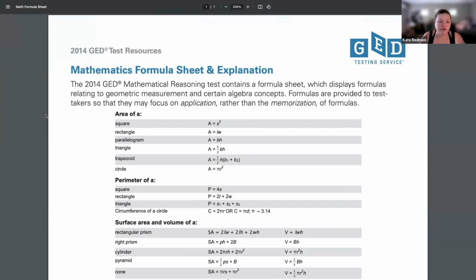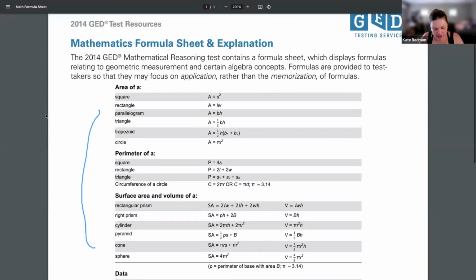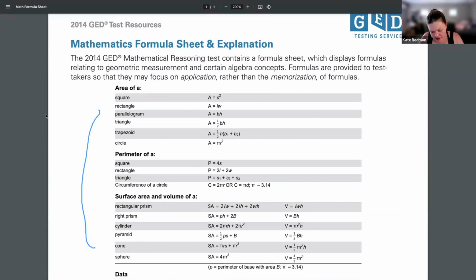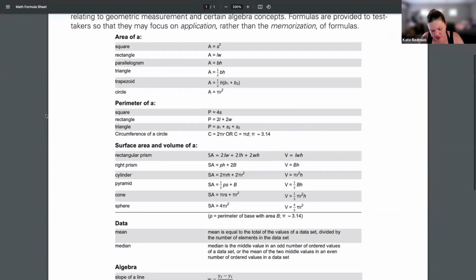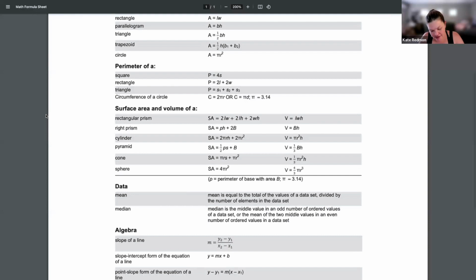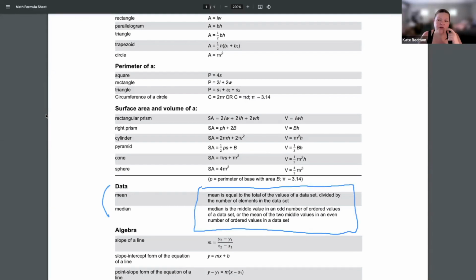Here is the GED formula sheet. The first half here are geometry formulas, but if you scroll down right underneath geometry, you will see data. Now, interesting thing, these are clearly not formulas, but they're on the formula sheet. They give us some definitions here. Basically, they're giving it to us in the language of English instead of the language of algebra. That's okay. We're advanced level students.